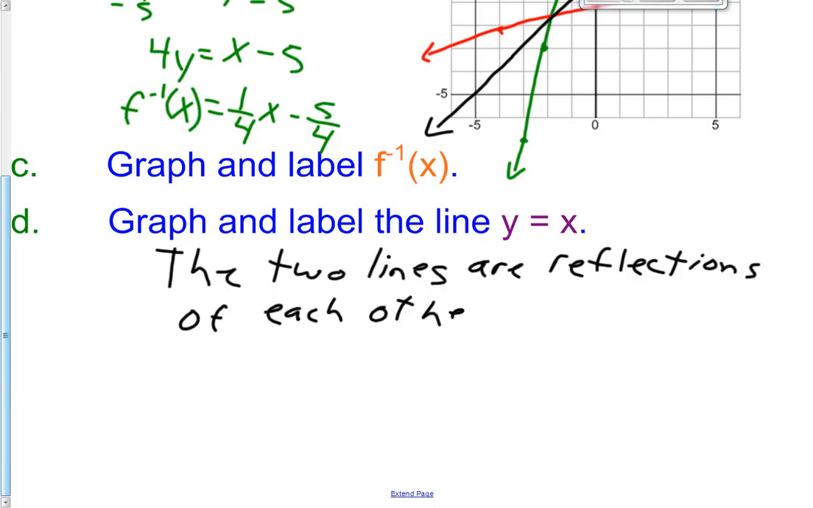And that's how all inverse functions work, class. You could always check your work on this one, because if you have a mental check of folding it along the line y equals x, the two lines should always land on top of each other. That's how you know whether you did it right or wrong. Let me know if you have any questions on that when you get to class tomorrow.